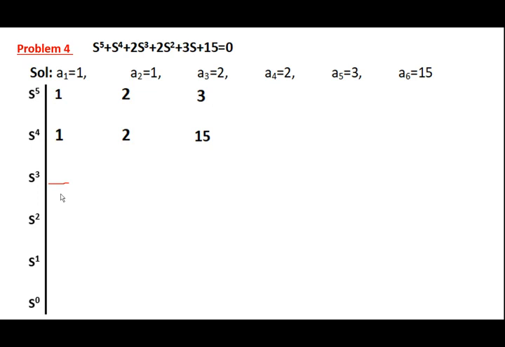So how are you going to find out the elements of the s^3 row? First you need to multiply 1 into 2, that is 2, minus 2 into 1, that is 2, so 2 minus 2 divided by 1. So that is equal to 0. So 2 minus 2 divided by 1 is 0. That you are going to place here, that is in the s^3 row.